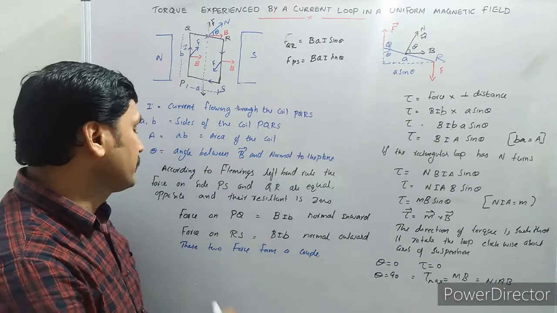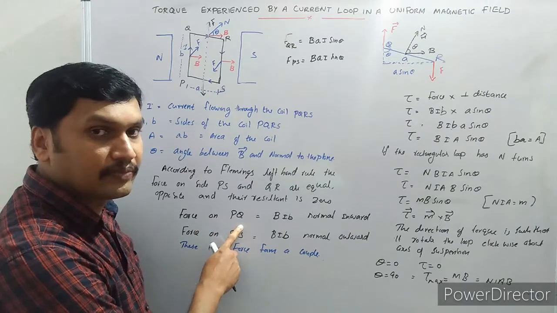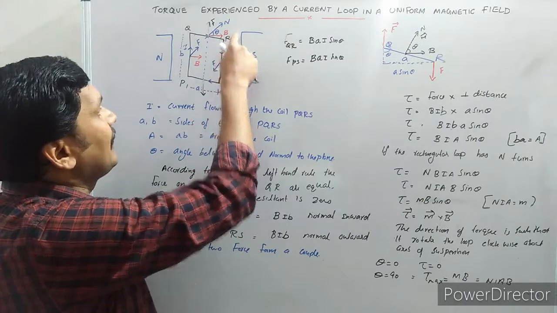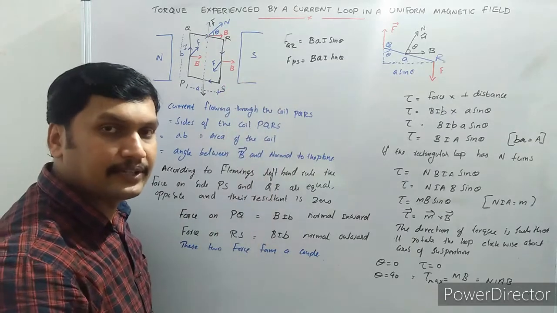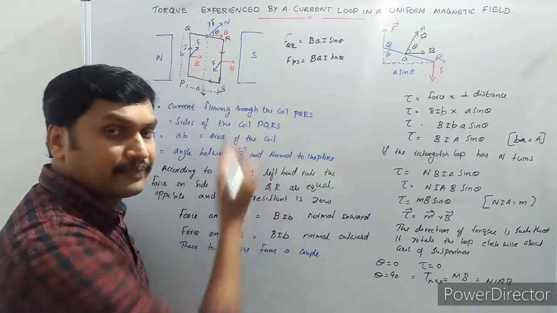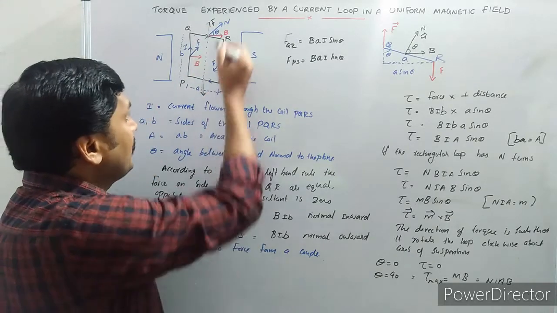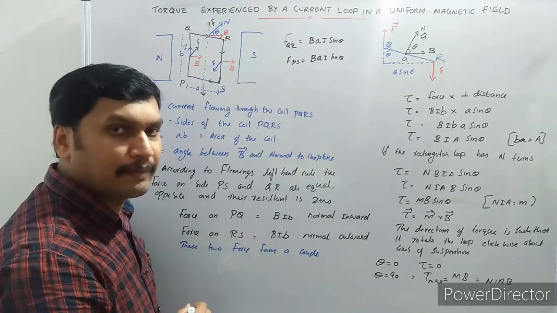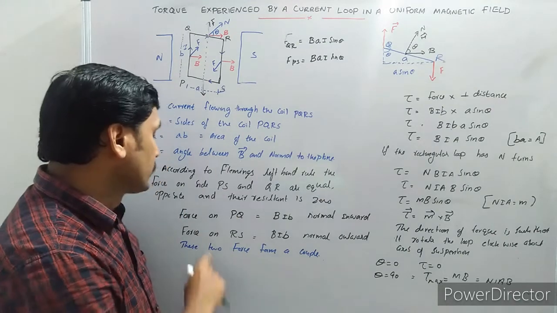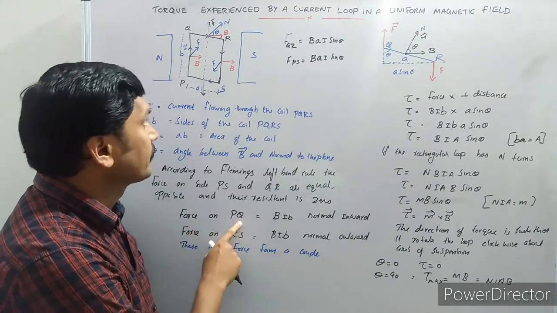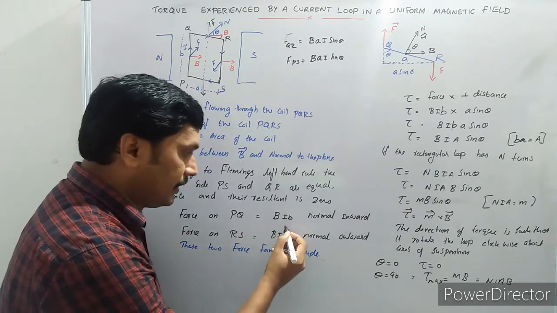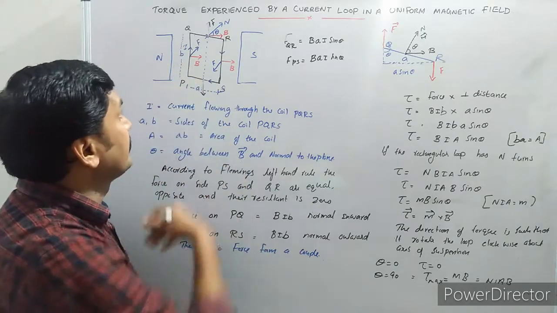Let's find the magnitude of the force on PQ. You can see that PQ and RS are perpendicular to the magnetic field. The magnetic field is from north to south. So the sides PQ and RS are perpendicular to the magnetic field, so theta is equal to 90 degrees. So what is the force on PQ? Force on PQ is equal to the strength of the magnetic field into current into the length of the side PQ.